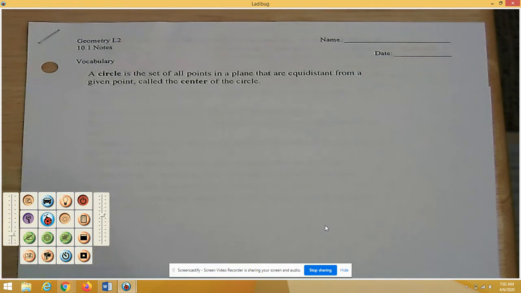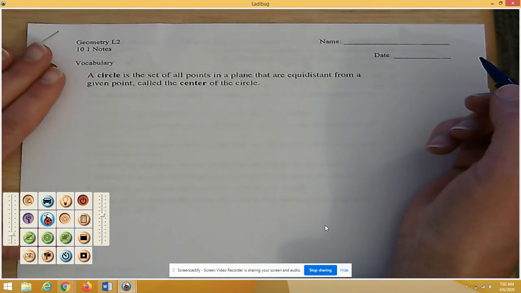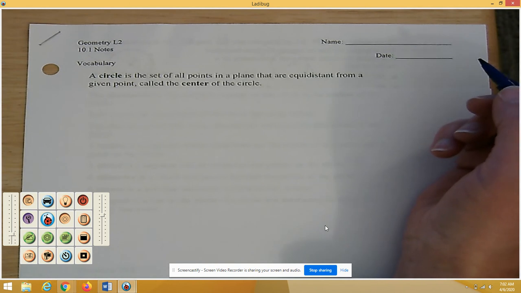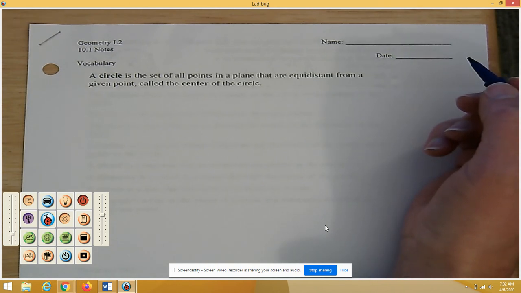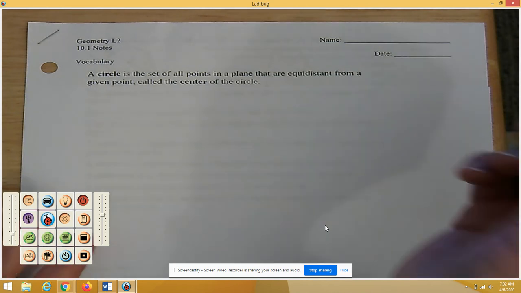So what that means is, and you don't need to write this down, this is your 10.1 notes handout that is attached to this video. If you would like to print it out, you certainly can, but you are not required to. You could just be writing down the vocabulary in a notebook and then be using that to guide you.